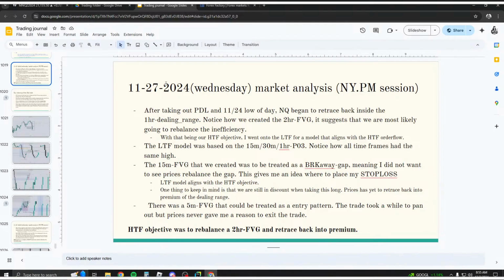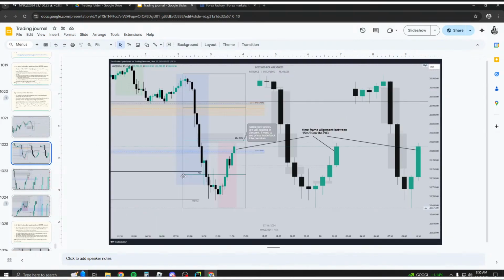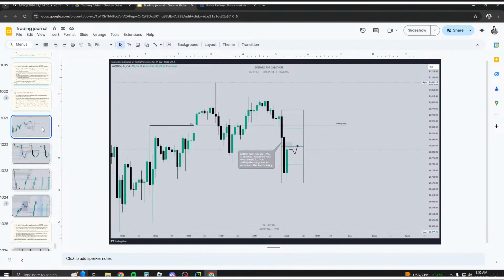So like I said, I took 2 back-to-back trades last week, and they were both on Wednesday. Like I said, the fractality of the markets, right? So we took out previous day low here and previous November 24th low here on NQ. I wasn't given an opportunity to be a part of anything here, so I just waited and waited and waited, and finally I got my opportunity.